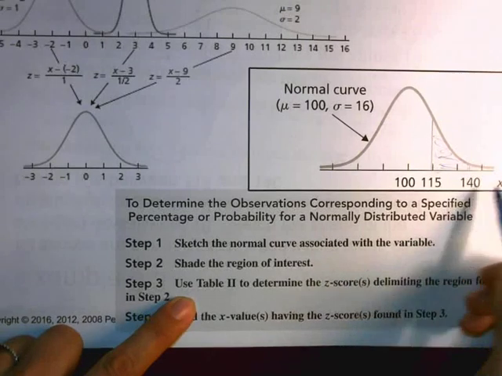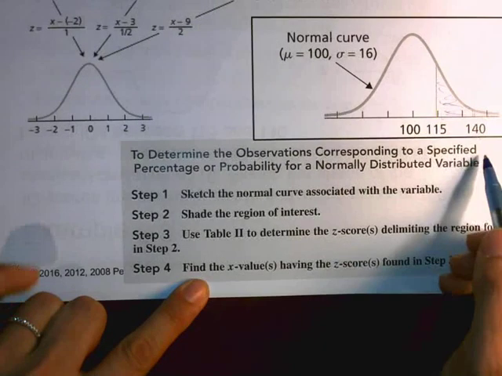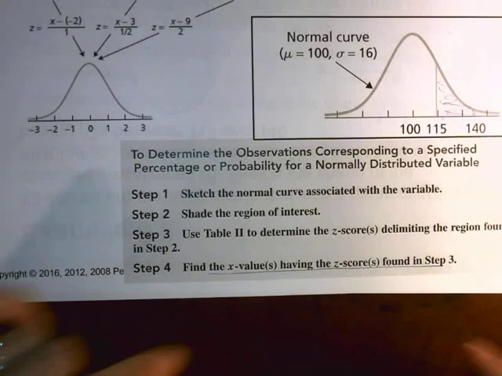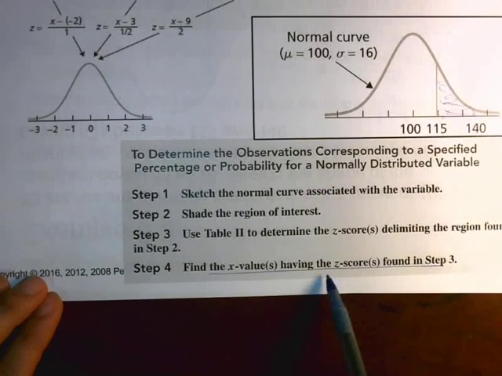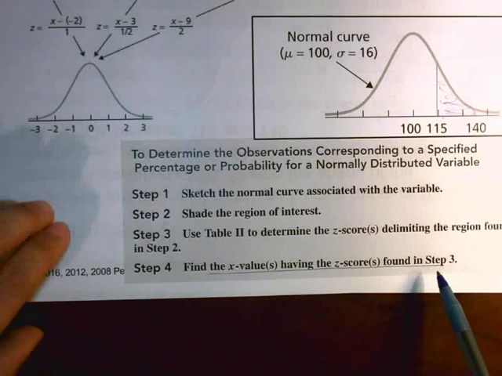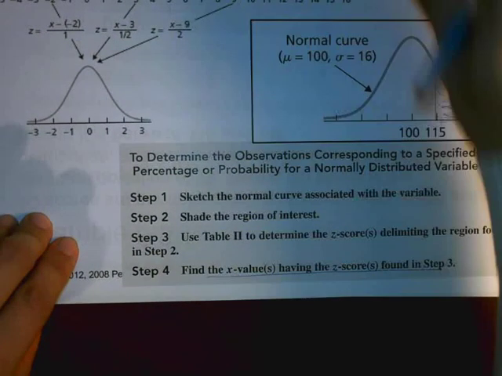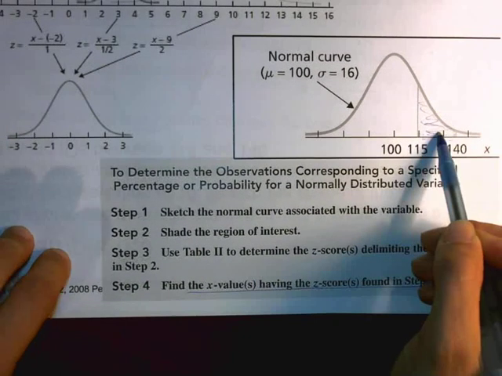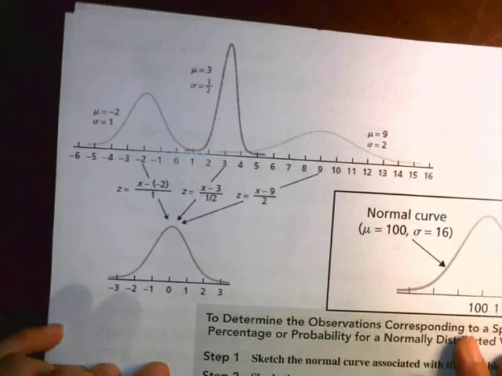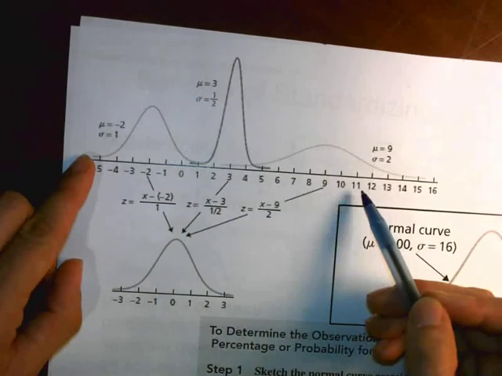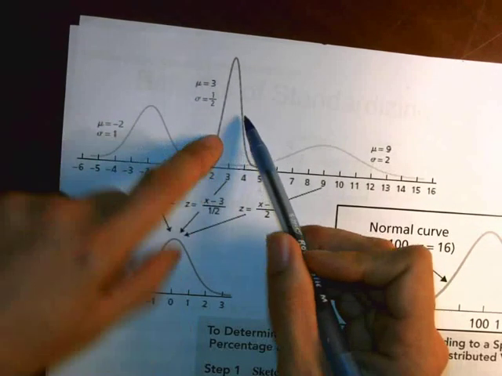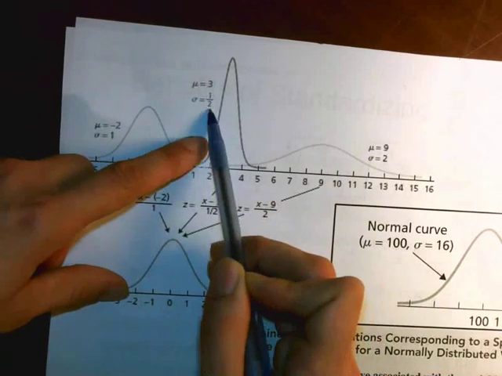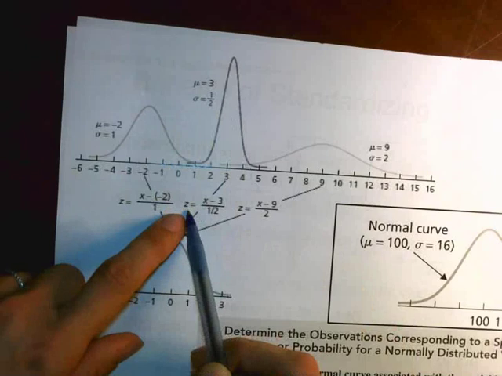Okay, so we went through these steps and we sketched the normal curve associated with the variable. That was this. We figured out the region of interest. That was this little region here that we were interested in. We used the table to determine the z-scores. And in the end, if it had asked to find the x values that have the z-scores that we found in step 3, we could do that. We didn't have to do that for this problem.